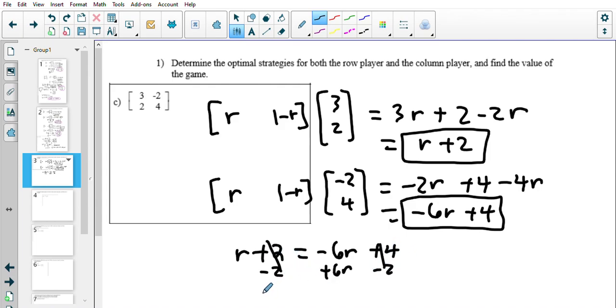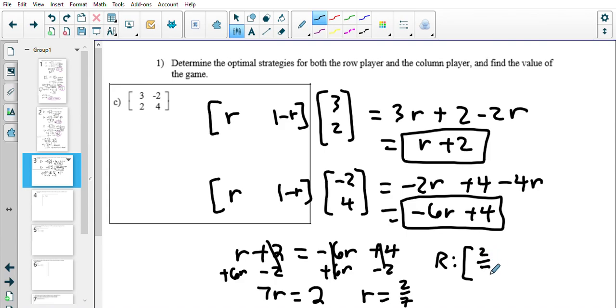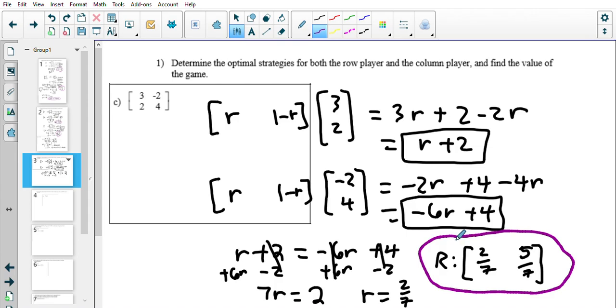That'll give us 7R equals 2, or R equals 2/7. So our row matrix is 2/7 and 5/7. So that's the optimal strategy for the row player, is to play their first option 2/7 of the time and their second option 5/7 of the time.